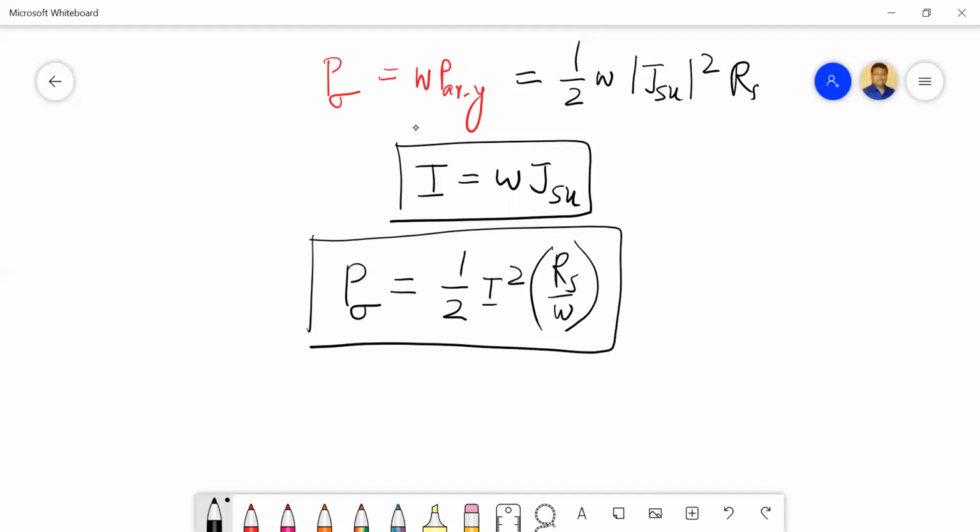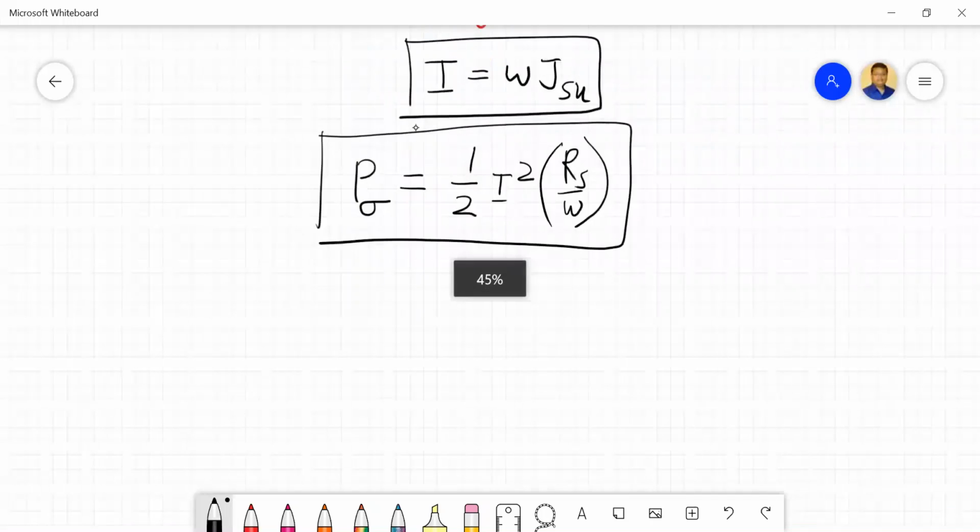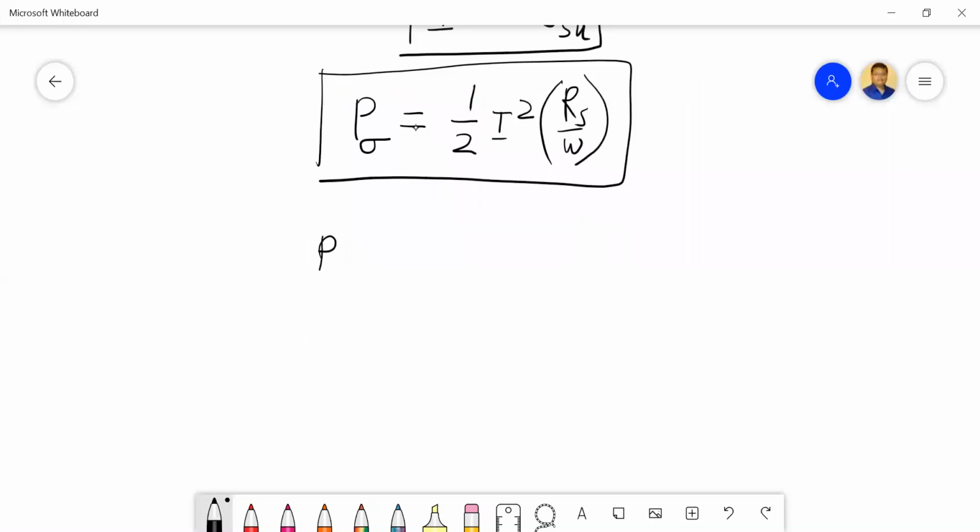So the thing is, we need to think about the total one. So how can we define this? So R will be 2 times RS by W. So the total series resistance per unit length, I would say this is the total resistance per unit length, series resistance. Why I am calling it series, I'll tell you in coming classes.